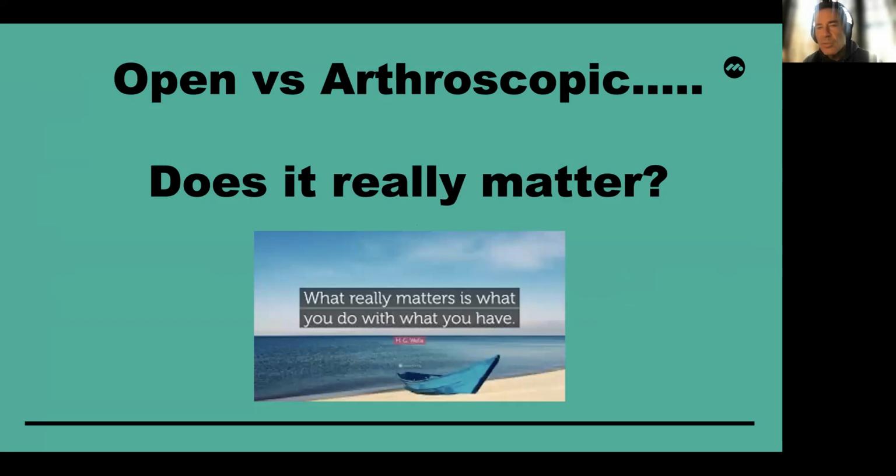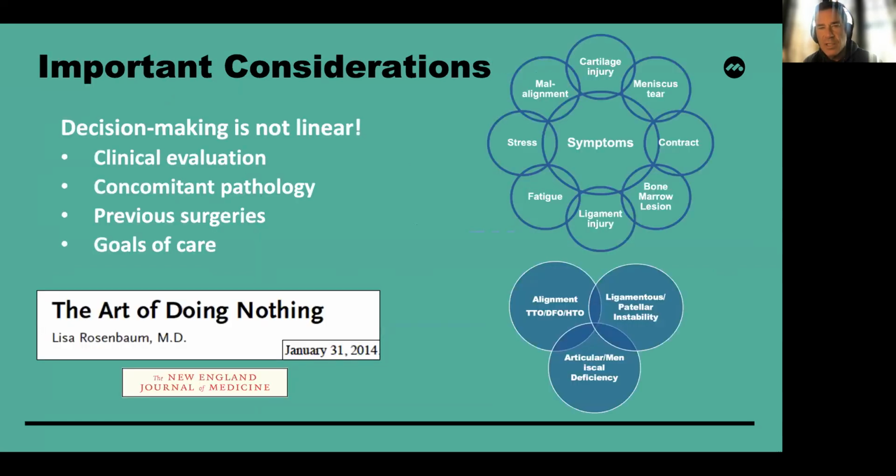I would argue that there are some inherent advantages to doing an arthroscopic procedure, but it may start on the front end when we consider all of the aspects of decision-making. The first thing to understand is that decision-making in the management of articular cartilage problems is not linear. It requires a complex clinical evaluation to assess for concomitant pathology, certainly an appreciation for previous surgeries, and the goals of care. Underlying our decision-making is the principle that it is possible to follow the natural history of a patient when they have low-level symptoms.